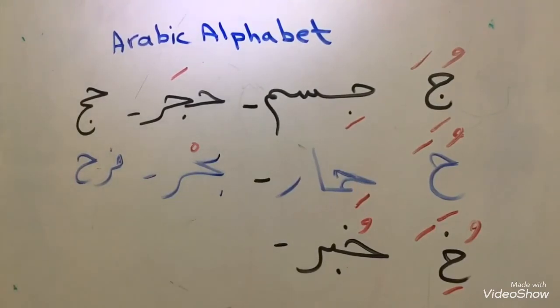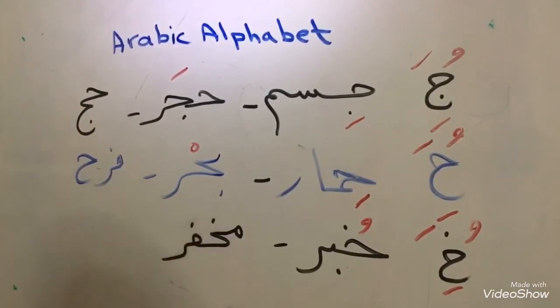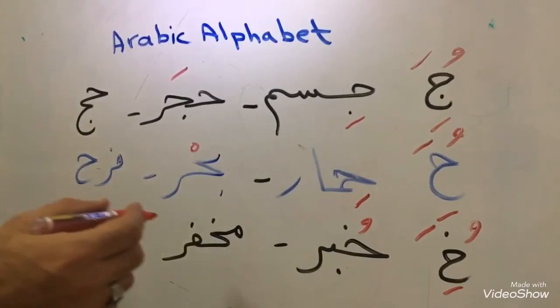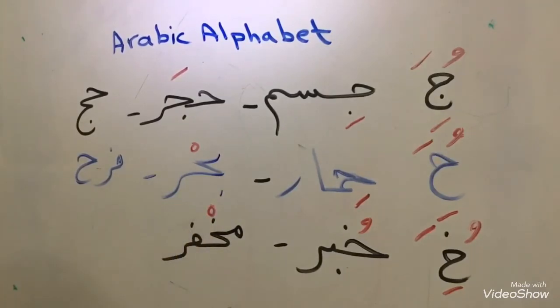In the middle, we can see makhfar. Makhfar means police station. We can see how kha has sukoon. So we say makhfar. It comes after mim and before fa.